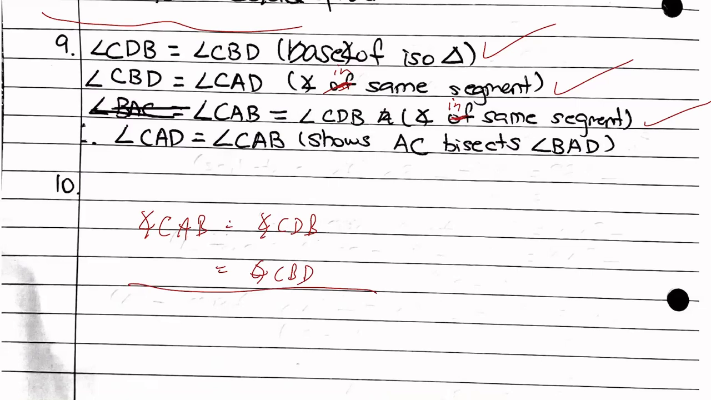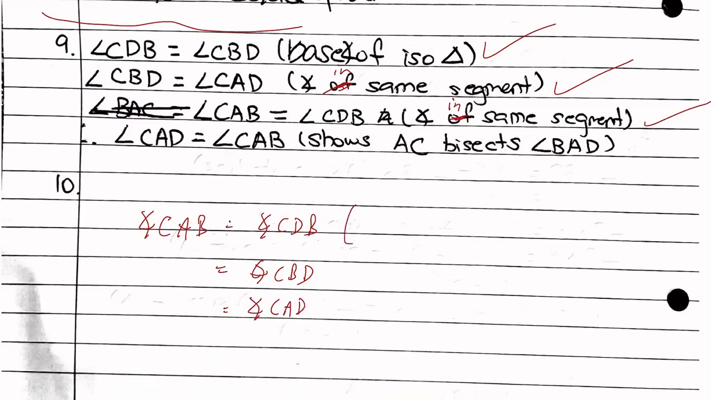Angle CAD equals to what is it? Angle CAD equals to angle CAB. Wait, actually, what am I doing? Let me see again. CAD, yeah, actually, sorry, just one line only. What am I doing? Here to here. Present it like this, so that it's a bit clearer.